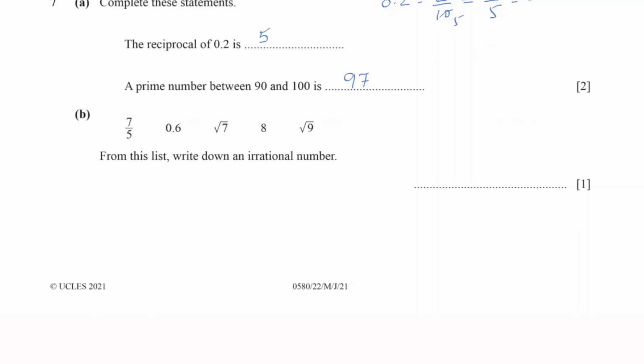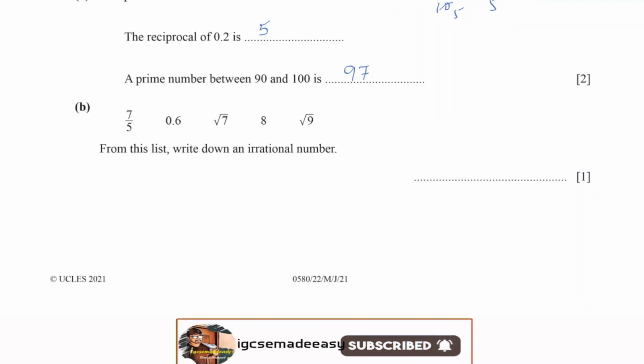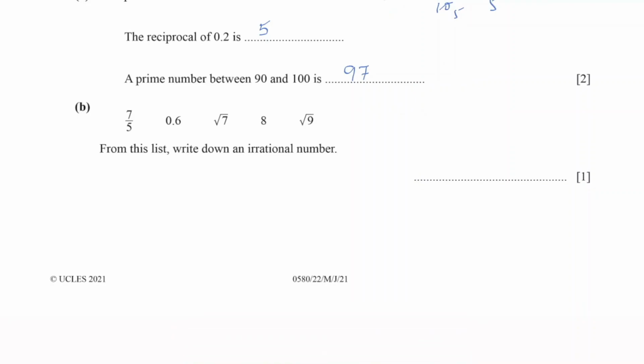So part B: 7 by 5, 0.6, root 7, 8 and root 9. From this list, write down an irrational number. So 7 by 5 is in the form of p by q, and 0.6 can be written as 6 by 10, as I told you, and root 7 I'll tell you later on. 8 is a whole number, so it cannot be an irrational number. Root 9 is equal to 3, because 3 squared is 9. So root 7 is the irrational number which cannot be written in p by q format. So that's why the square root of 7 will be the irrational number.